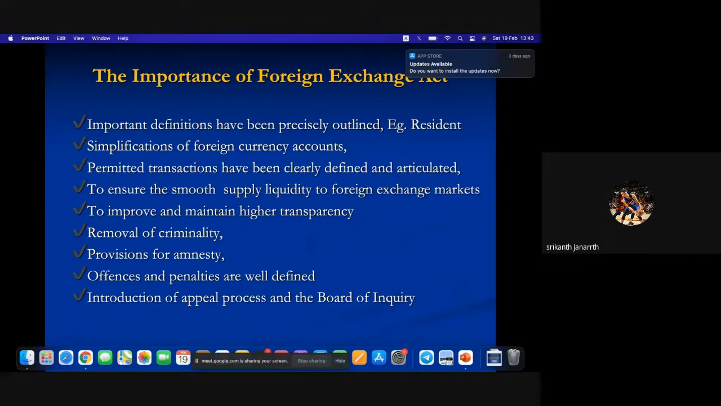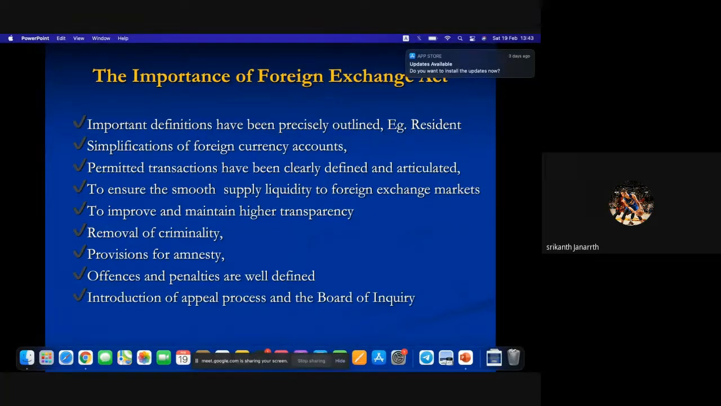Then foreign currency accounts have been simplified. So we could learn now. We are going to look at certain accounts which you could see under the old act. There were so many other accounts operated. So under the new act, what are the new accounts? How does it simplify this process, right?